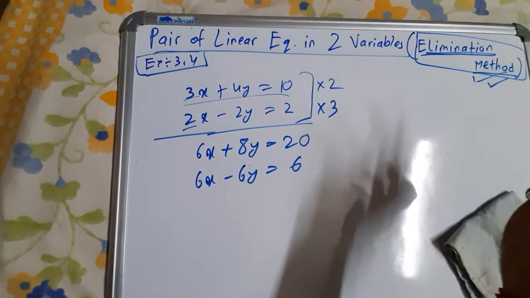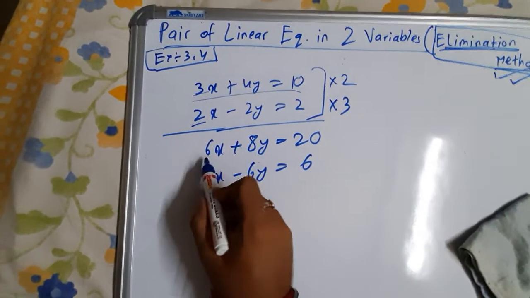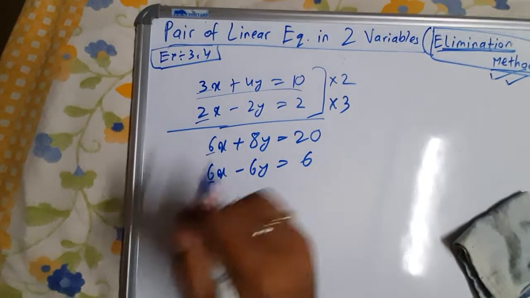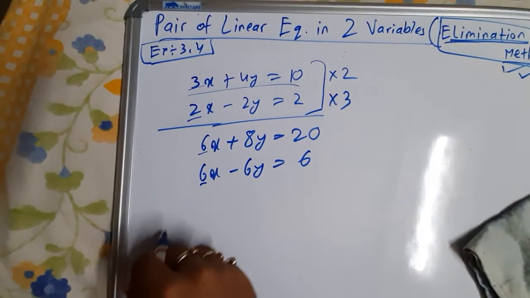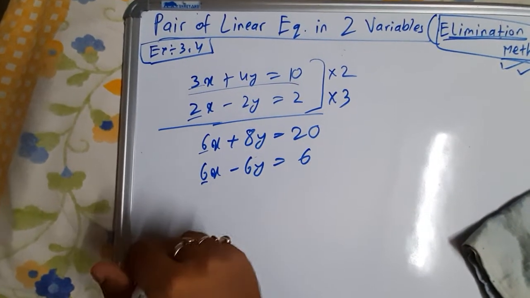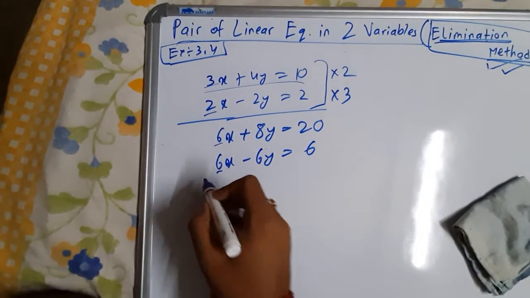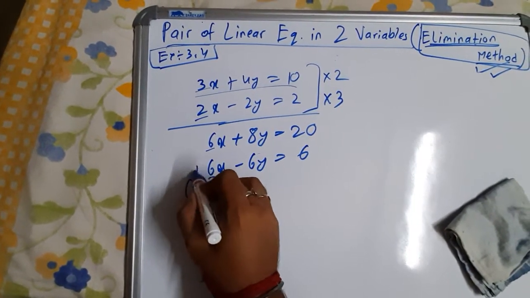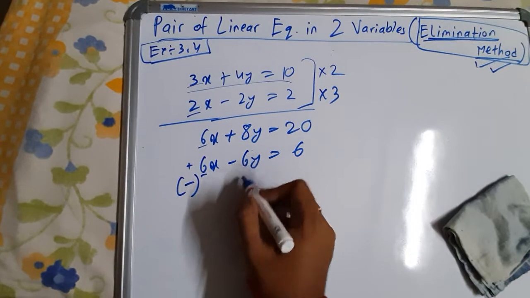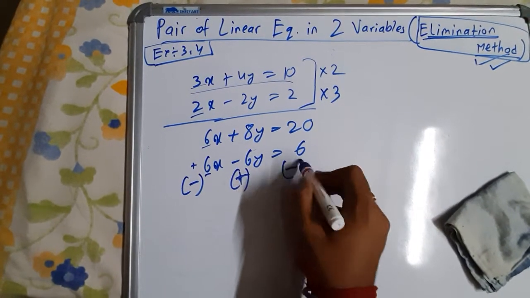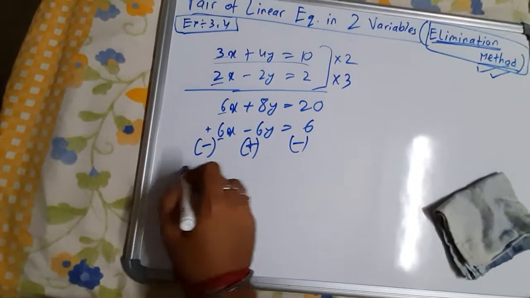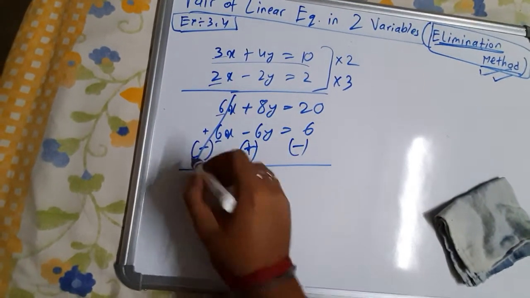See, now you can eliminate x. The coefficients have become same, but one problem is there. The problem is the signs are not opposite, actually signs are same. So we have to change the signs. So this was plus, change to minus, minus will change to plus, because we are subtracting, not adding. So this will go away.